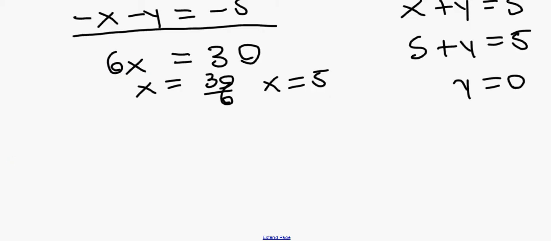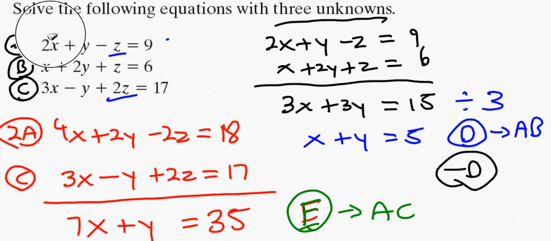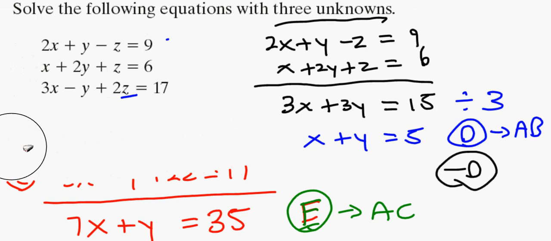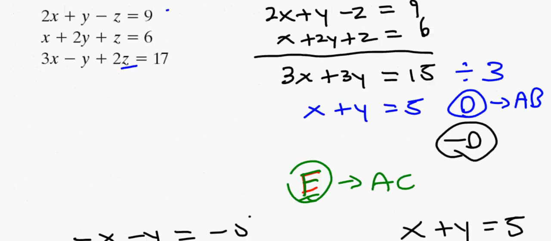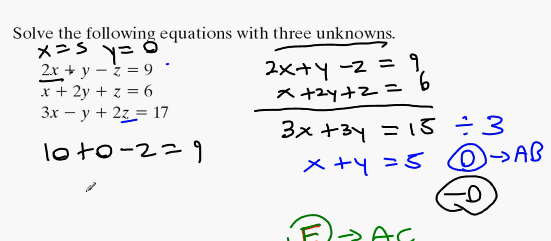And all we've got to do now is find out what z is. So we just have to pick one of the equations. We'll pick the equation on top here, the first equation. We know that x is 5 and y is 0. So what we're going to get is 2 times 5 is 10, plus 0, minus z equals 9. 10 minus z equals 9. z must be equal to 1. Okay, that's the end of that.